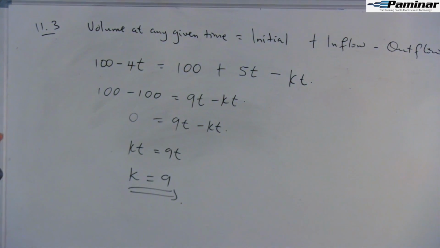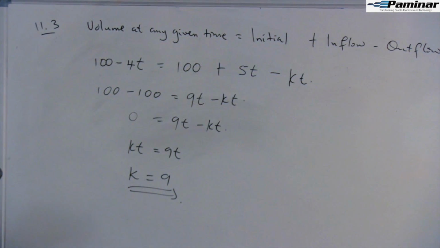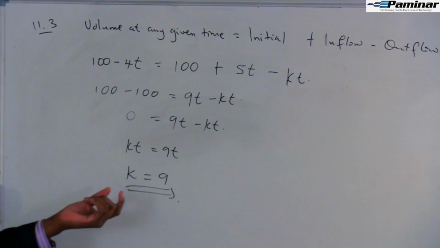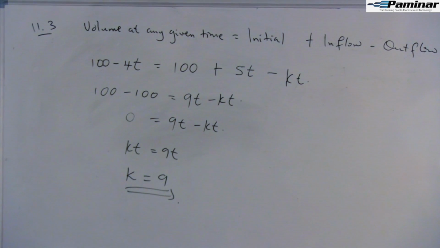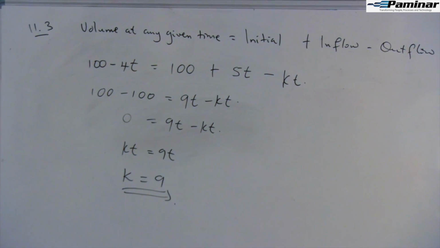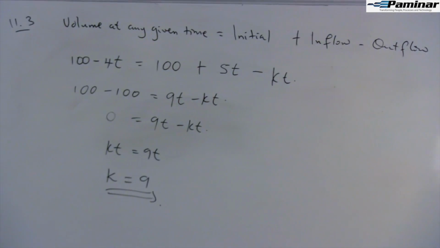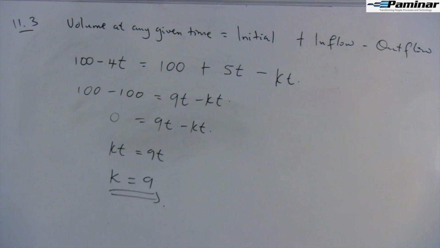What are we looking for? Determine the value of K, that is the rate at which water flows out of the tank. So is it 9 liters per minute, or is it just 9? Yes, it's 9 liters per minute. It's fine.